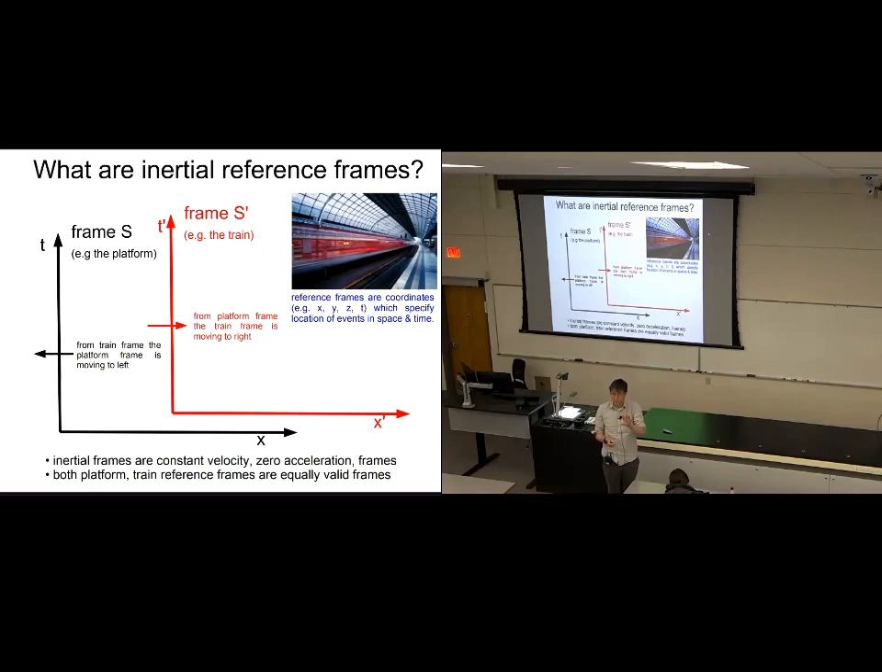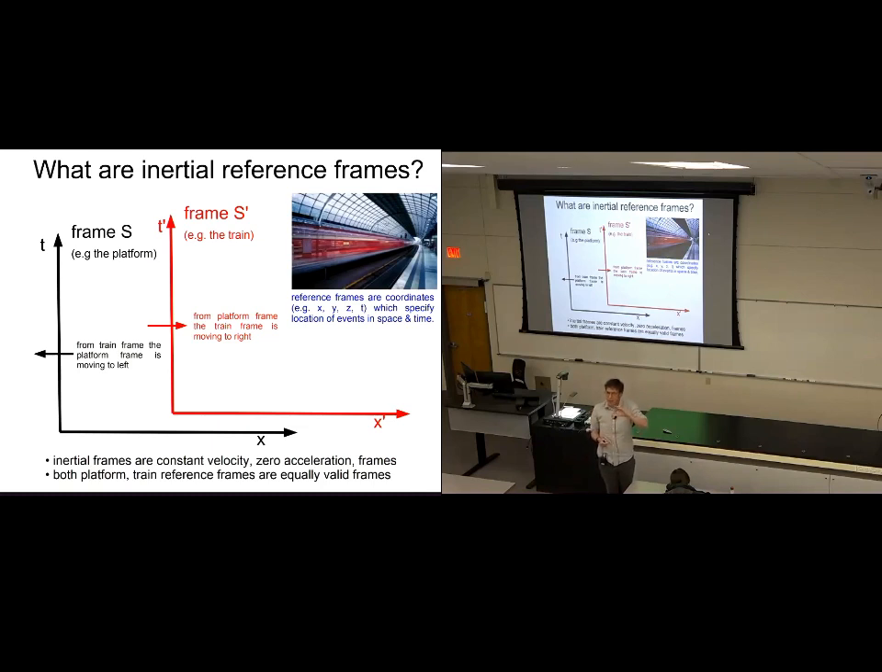Another reference frame in the picture is the train reference frame. Supposing you're on the train, right? That is also an equally good reference frame. Using the train coordinates, you could specify the position and the time of an event. So the picture of the train passing through the station is a picture of two reference frames, the platform reference frame and the train reference frame. They're both valid reference frames. They both have coordinate systems. They can both be used to describe the locations of events.